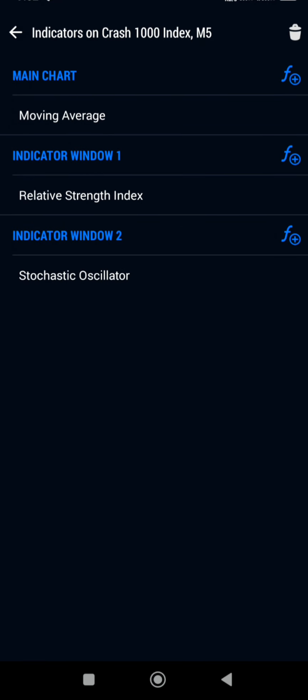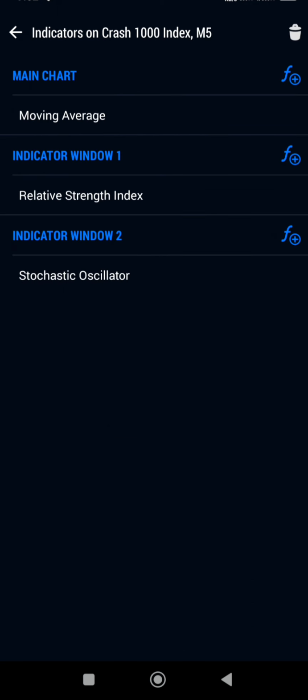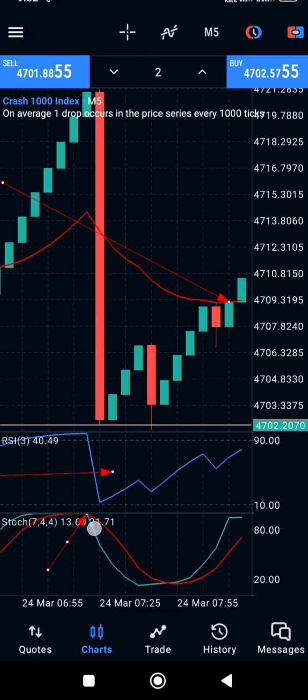As a bonus to this class, you can see this slowing. Now let me explain this slowing for you. This slowing will show us how fast or how slow the movement of the percent K and percent D will be. It's better that the slowing is not too fast, so that you'll be able to know when to hold on to a trade, like the stop loss or even the take profit.